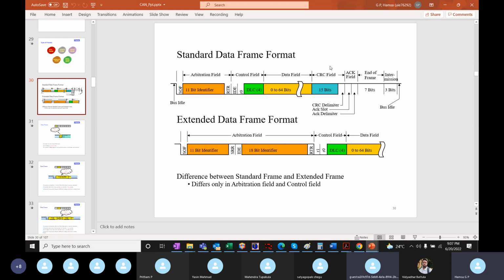We will come back to what a data frame means, and what standard and extended mean. First, it is a standard structure for the data which is being received and transmitted. Clear? So is it clear? Yes, ma'am.